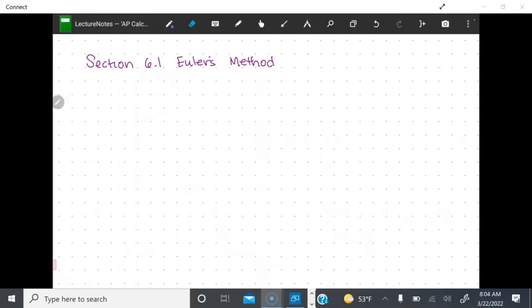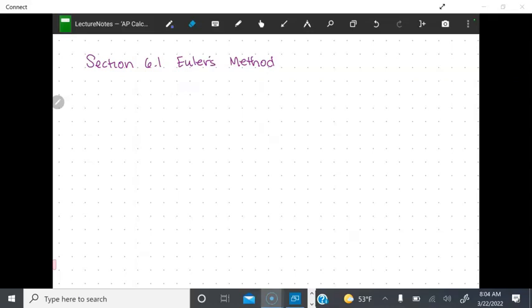Oh, the topics that we're doing in this unit are not on the AP exam. They're actually on the BC exam, not the AB exam. So it's all for fun, but it does count towards your grade.